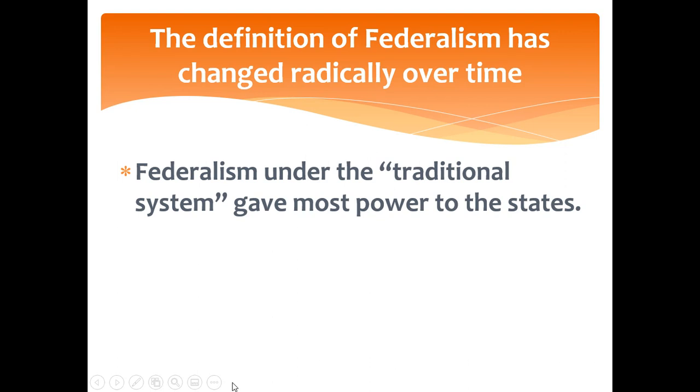This dual federalism system, this traditional system, was the system of government that prevailed in the United States from 1789 to 1937. During this period, under dual federalism, most fundamental powers were shared between the federal and state government. What I mean is they were shared to the extent that, yes, they each had their own job to do.